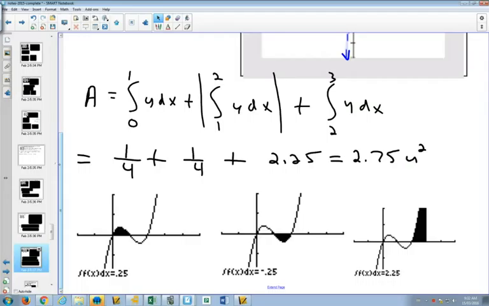So here's the idea. On my graphing calculator, find the area between 0 and 1, find the area between 1 and 2, and then find the area between 2 and 3.